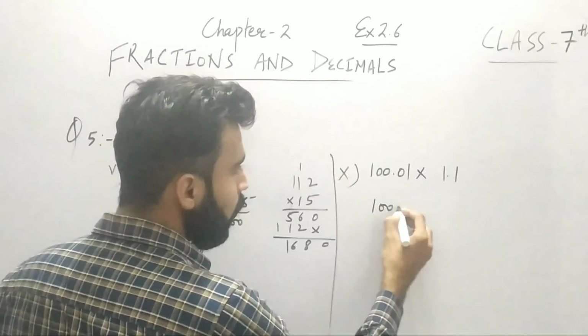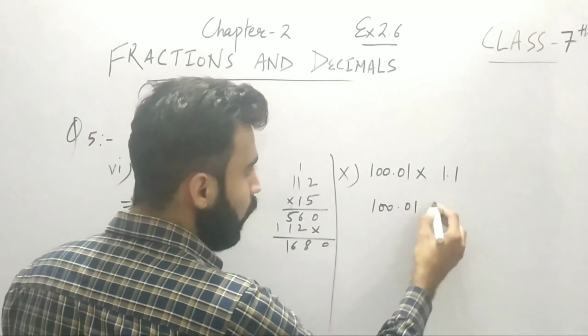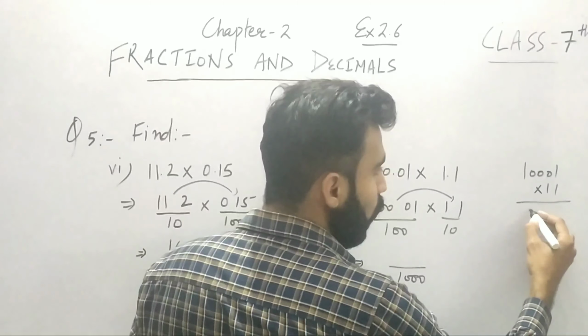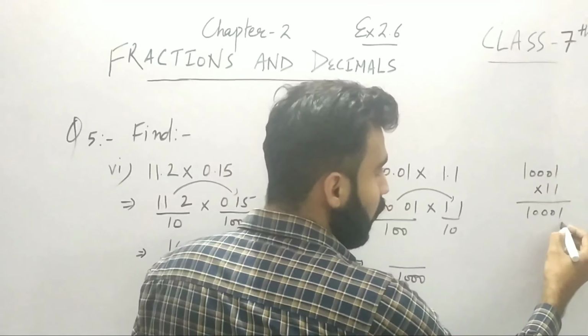So now 100.01 into 1.1, right? As simple as this, if I remove the decimals, 100 will come, 10 will come. So their multiplication 10 into 100 will again be 1000. Let me remove the decimal here. Now simply multiply 10001 with 11. So 1 into 10,001 is 10,001. Again multiplying 1 with 10,001, so 1, 3 zeros and 1, right? So plus, 110011. So 110011.